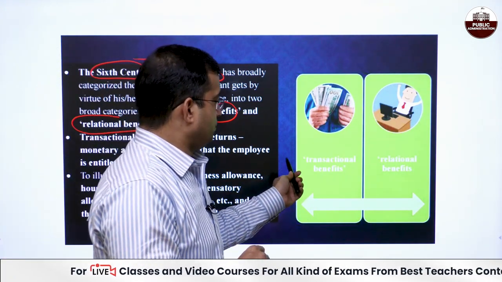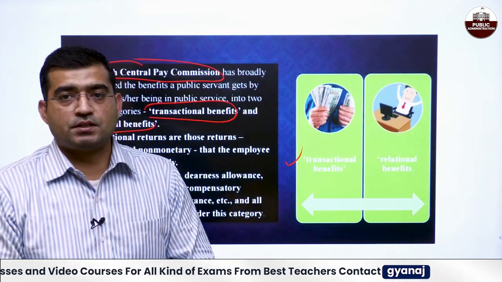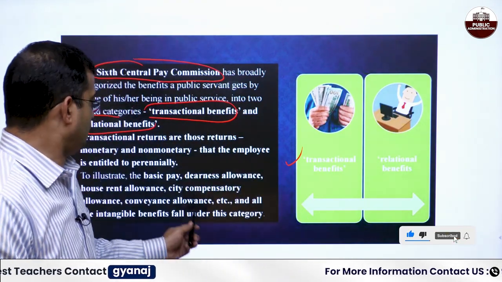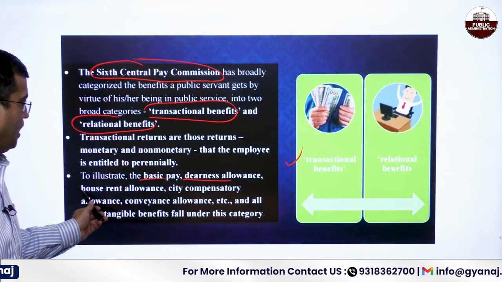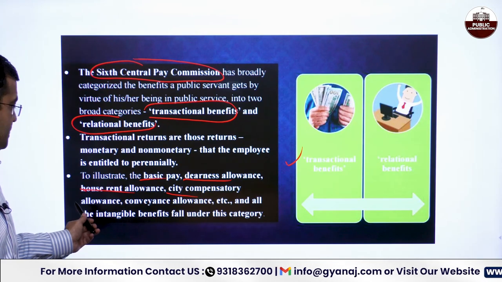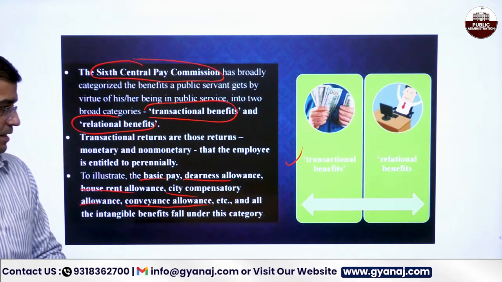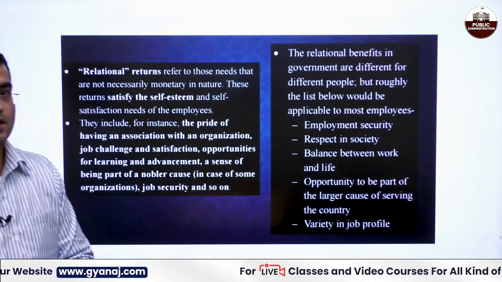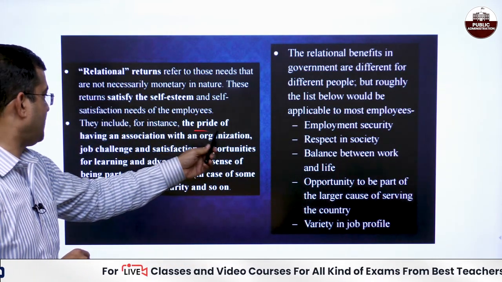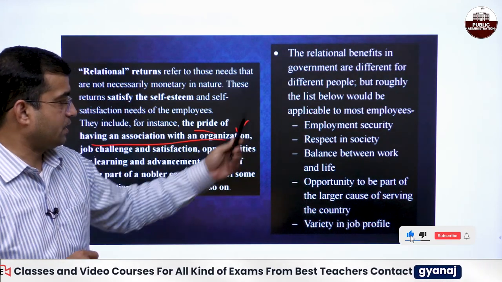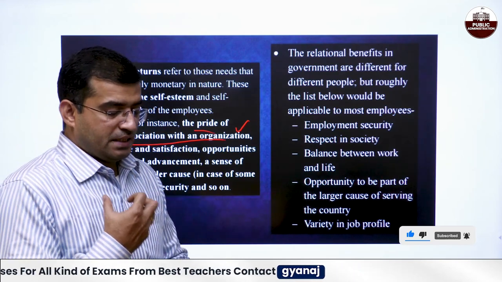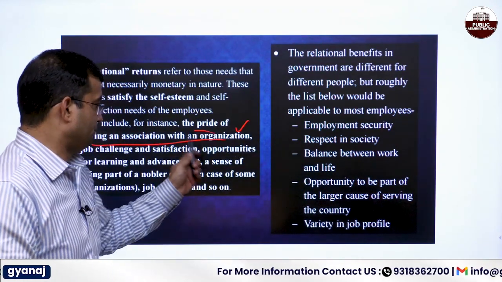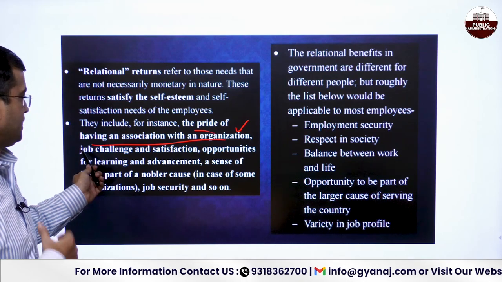The first factor the commission identified was transactional. What was the transactional factor? It was monetary factors, including basic pay, dearness allowance, house rent allowance, city compensatory allowance, convenience allowance, etc. While relational benefits, the Pay Commission identified, are pride of having an association with an organization. Suppose a government organization is there, so some may have a feeling of pride in working with the government.